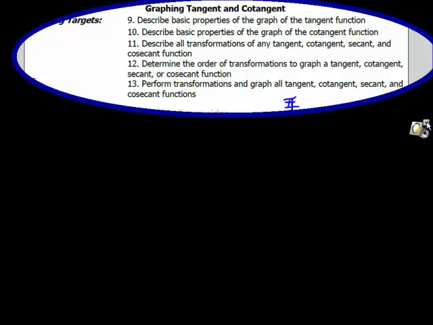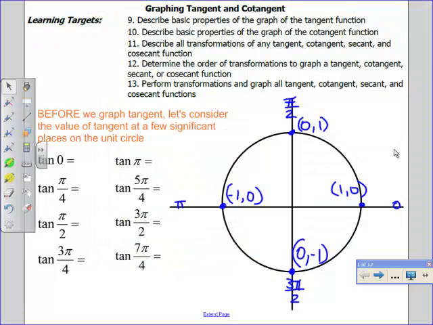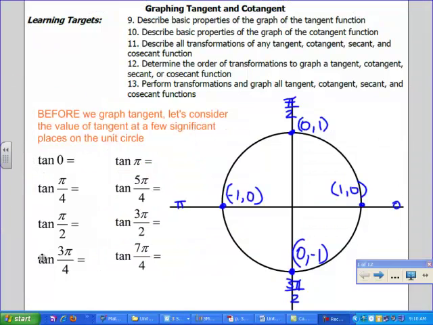cotangent. Before we actually start off graphing, I want us to think about a few significant places for tangent on the unit circle. So you'll notice that I have lined up tangent of 0 all the way up to tangent of 7 pi over 4. So I have all the pi over 4 angles, the 45-degree angles, and all of the quadrantals, 0, pi over 2, pi, and 3 pi over 2. The quadrantals are already labeled for you on this grid with their coordinate points from the unit circle.